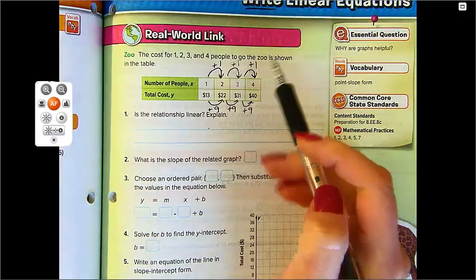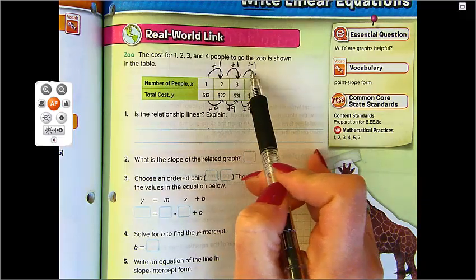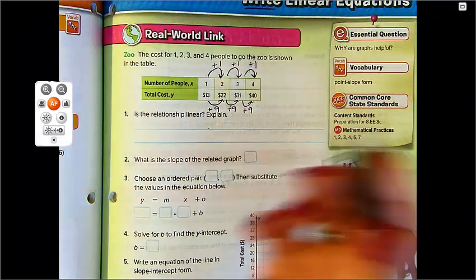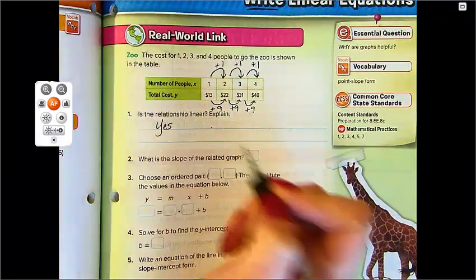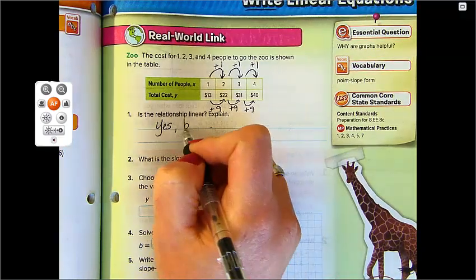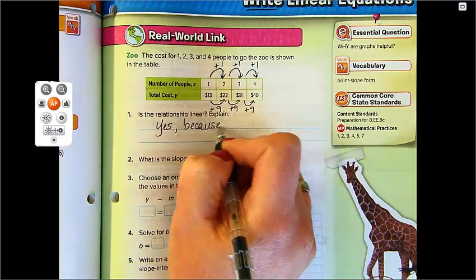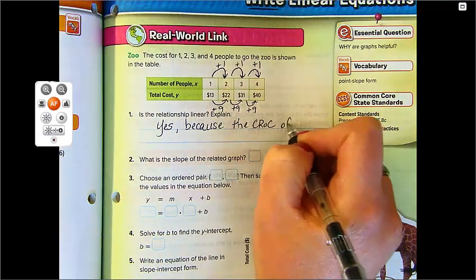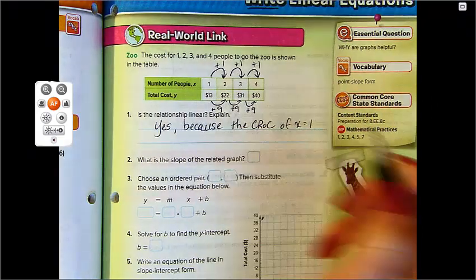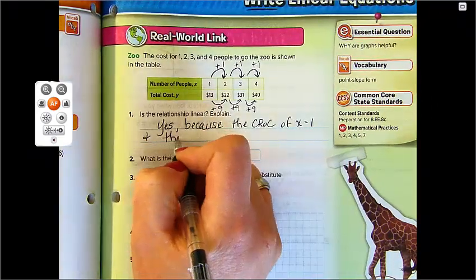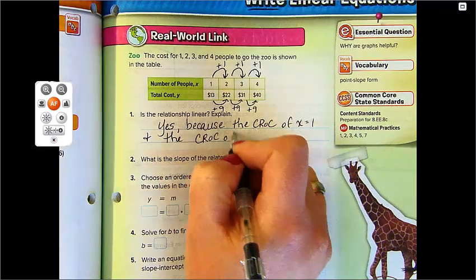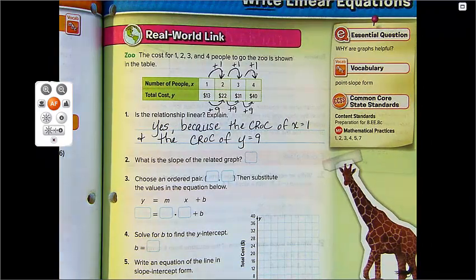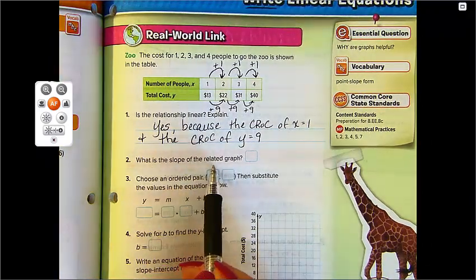So is it a linear relationship? Well, look at your x's. It went up by 1. Look at your y's. It went up by 9 each time. So because it goes up by the same amount each time, the answer is yes. It is a linear relationship because the constant rate of change of x is 1, and the constant rate of change of y is 9. It went up by 1 on the x's, it went up by 9 on the y's. Then it says, what is the slope of the related graph?